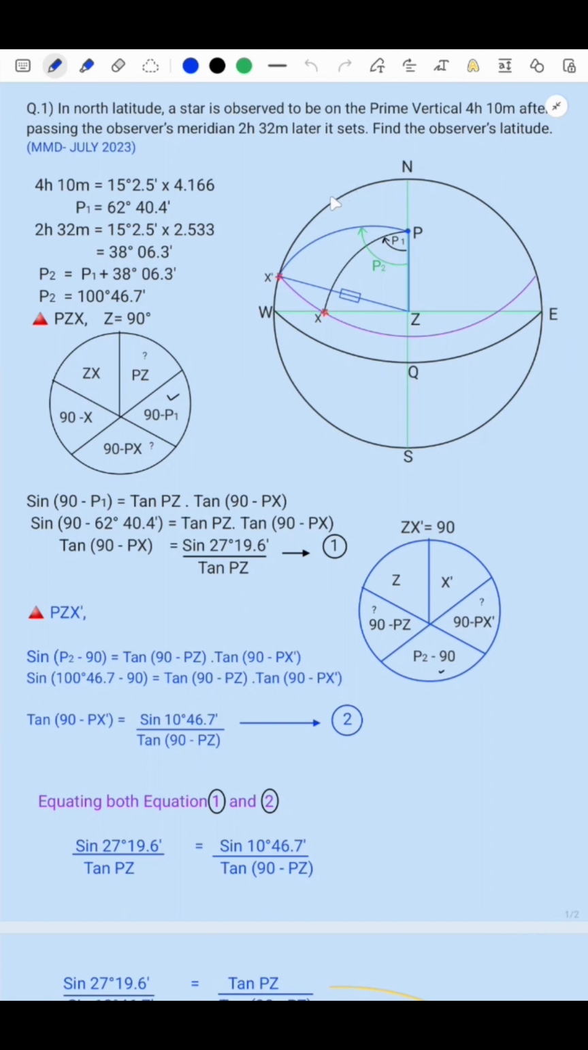First, in order to solve this question, let's draw one rational horizon diagram. Mark here east, west, north, south, and also draw one equinoctial WQE. And also I have drawn one declination circle of the star which is pink color.